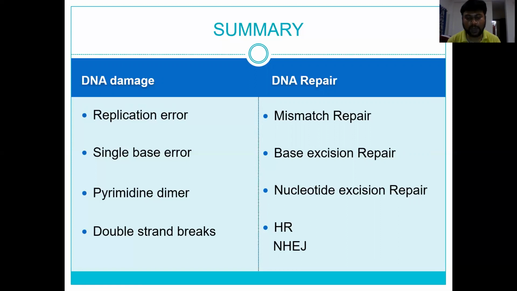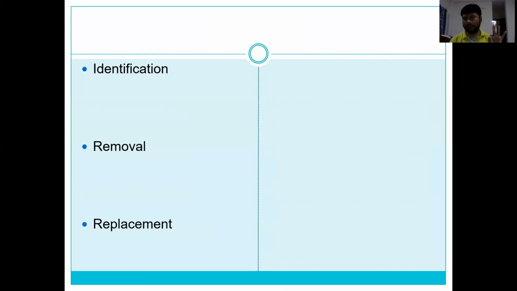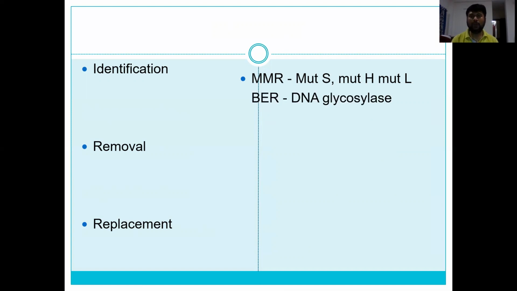Most of these repair mechanisms usually follow three common steps. What are those three steps? The first step is identification of the error and making a small nick in the error containing strand. Second step is removal of the error. Third step is replacement. In mismatch repair, the identification and nicking is done by a group of proteins called MutS, MutH, and MutL. In base excision repair, it is done by uracil DNA glycosylase. In nucleotide excision repair, it is done by UvrABC excinuclease.